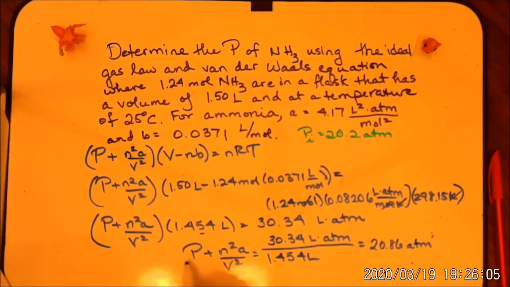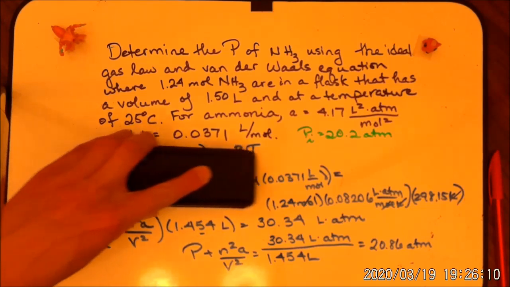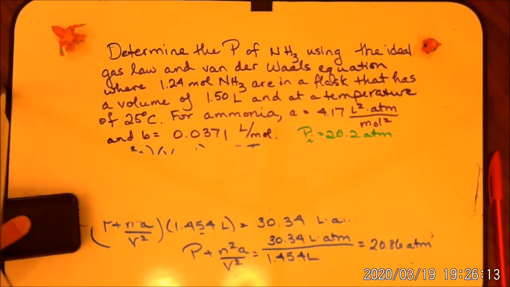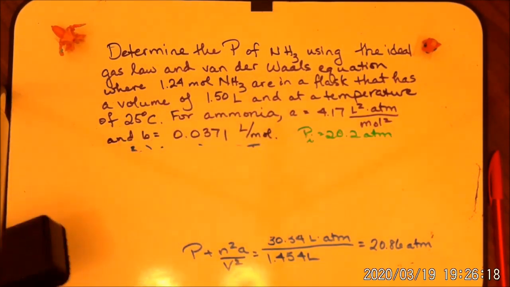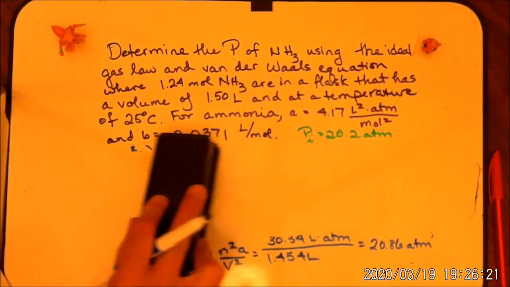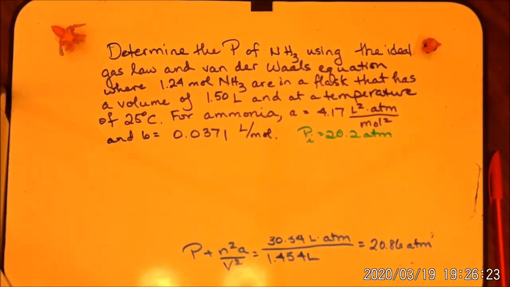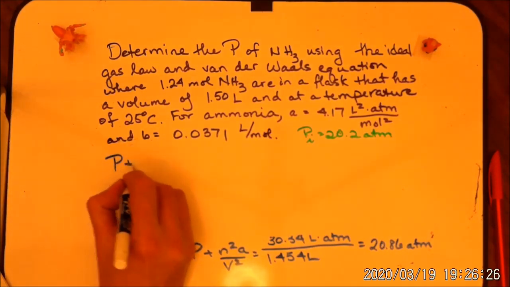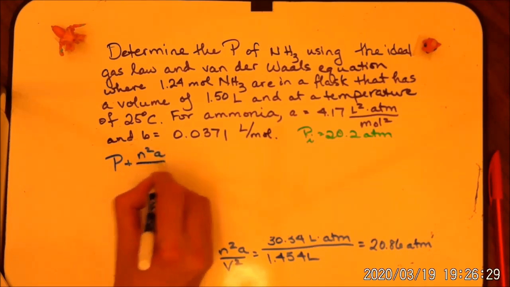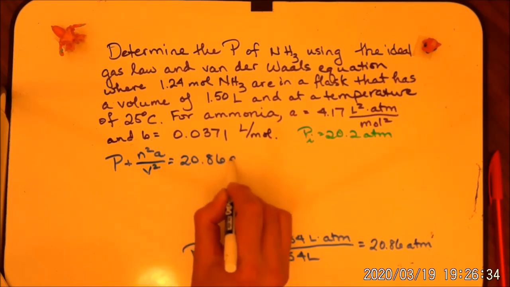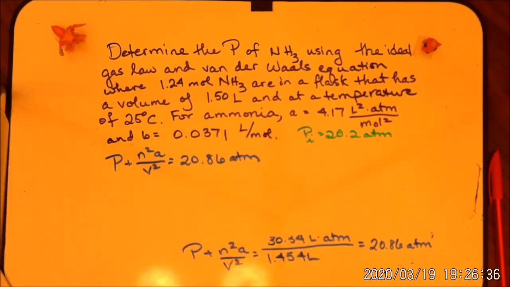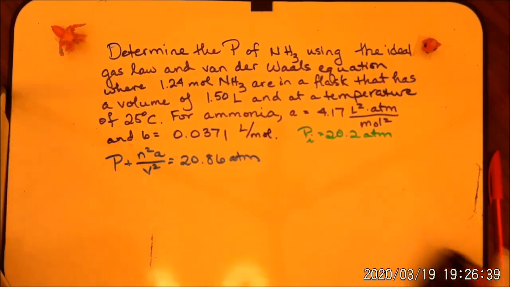So let's go ahead and take this phrase here. What we have now is that my pressure plus n squared A divided by V squared is equal to 20.86 atmospheres. So now let's put in the rest of the numbers and determine what the pressure is using the van der Waals equation for real gases.